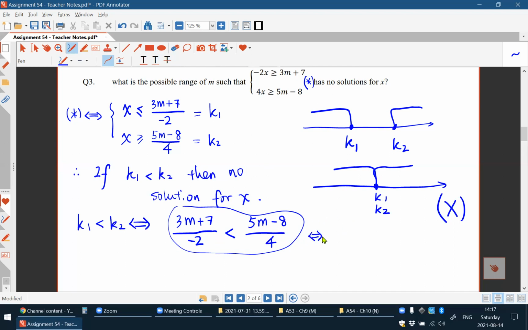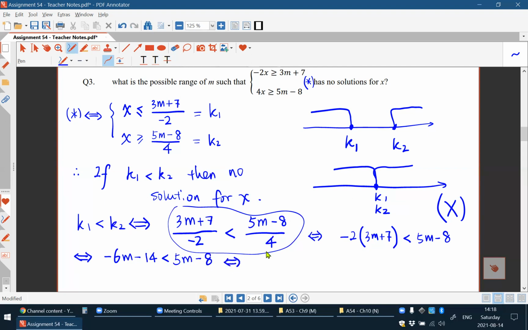You can just multiply both sides using a positive 4. If you multiply both sides using a positive 4, we don't change the direction of the inequality symbol. So left-hand side becomes minus 2 times (3m plus 7). Right-hand side becomes 5m minus 8, right? This is equivalent to minus 6m minus 14 less than 5m minus 8, right?